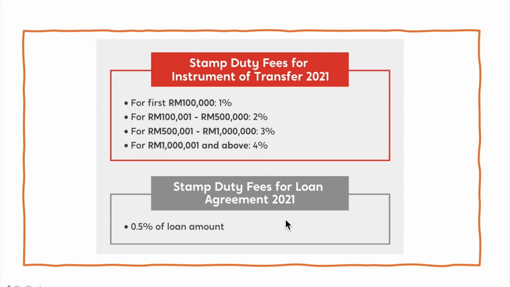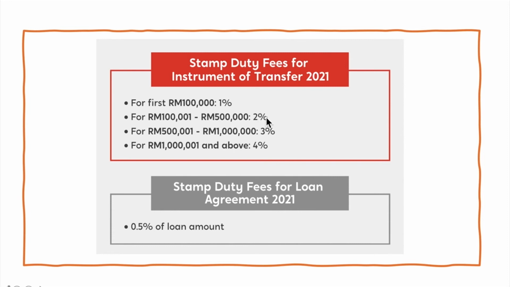So how to calculate the MOT, stamp duty fee for the instrument of transfer. MOT, which means memorandum of transfer, the stamp duty for the MOT. So for the first 100,000 is 1%. For the next 400,000 is 2%.